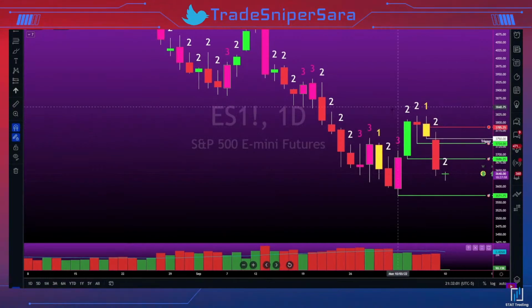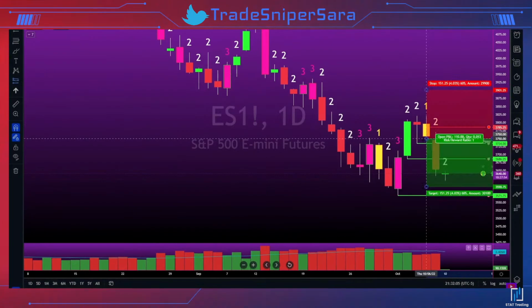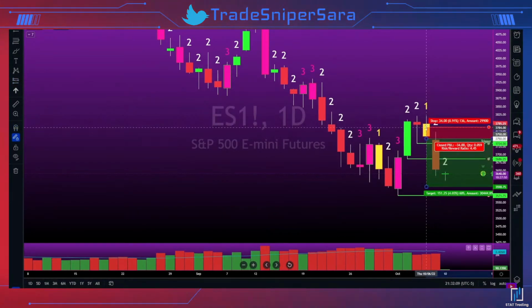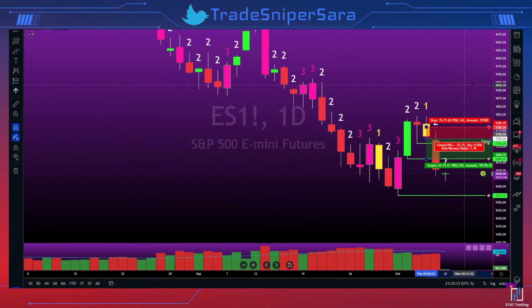I got right about that area. Let's get our short tool again. Let's move our stop down to there, our profit down to there. So this is almost a 2 to 1.